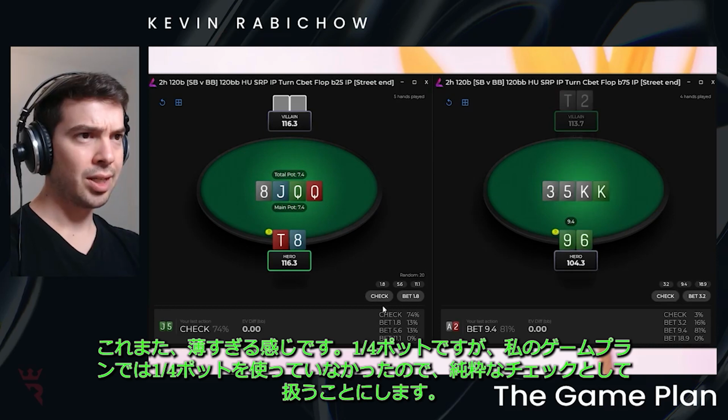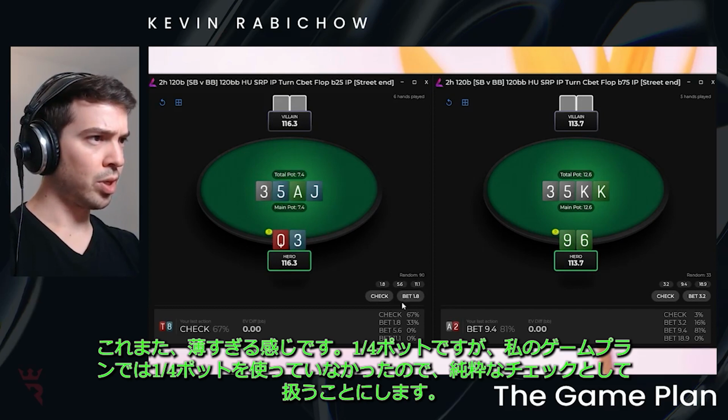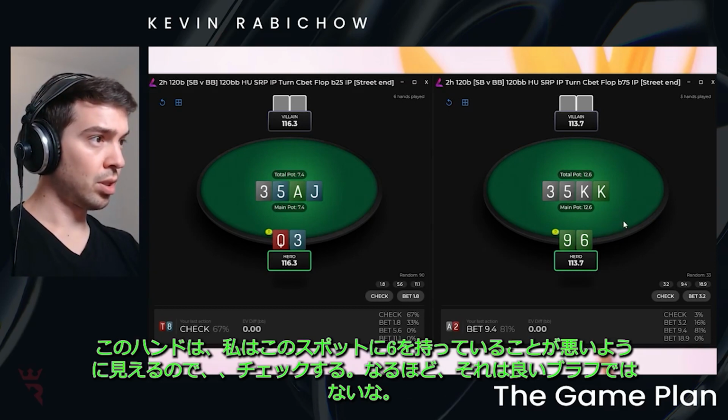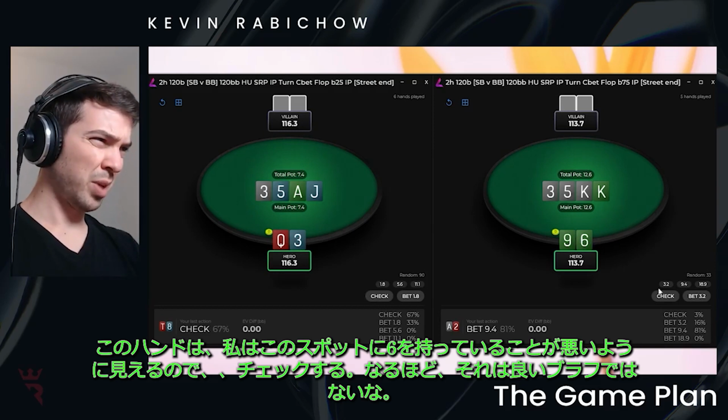Nice. Again, this feels too thin. And okay, so quarter pot. I wasn't using quarter pot in my game plan, so I'm going to treat that as a pure check. This hand I would never be in this spot with. Having the 6 seems bad. Again, I'm just going to check.